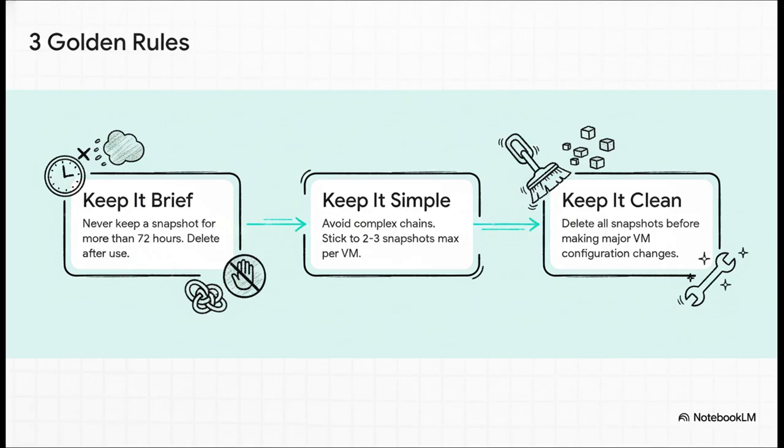Rule number 2, keep it simple. Creating a chain of snapshots is just asking for a world of hurt. Stick to 1, maybe 2, if you absolutely have to, but that's it. And finally, rule number 3, keep it clean. Before you do anything major to that VM's configuration, like increasing its disk size or upgrading VMware tools, you get rid of every single snapshot, no exceptions.